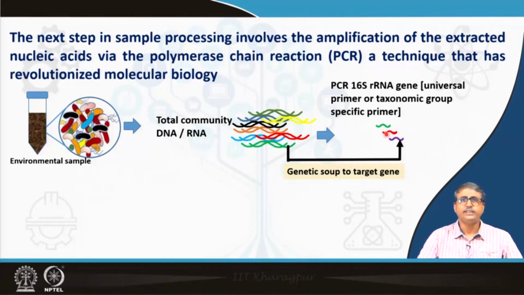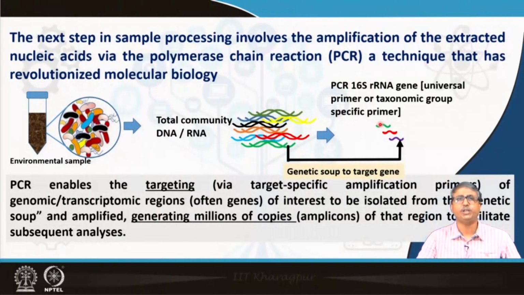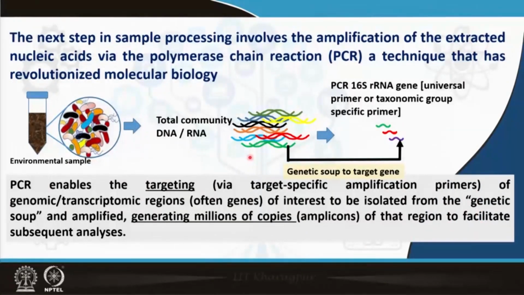Now, this is a very challenging task, going from the genetic soup to the target gene, because the genetic soup is a mixture of all the genes and genomes, and the PCR primer will bind to the specific location and amplify. With as many numbers as are there in the genetic soup, we expect that many numbers will be there in the PCR amplified product also. Since the PCR process is very specific, it enables target specific amplification using primers, so the genome or transcriptome region, that is the gene of interest, can be isolated from the genetic soup.